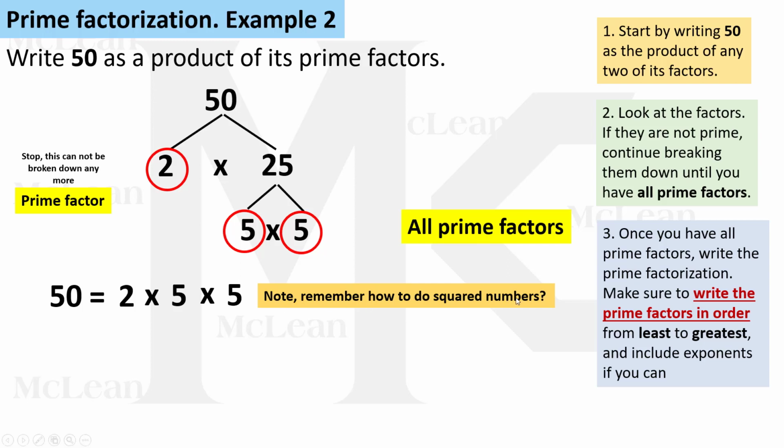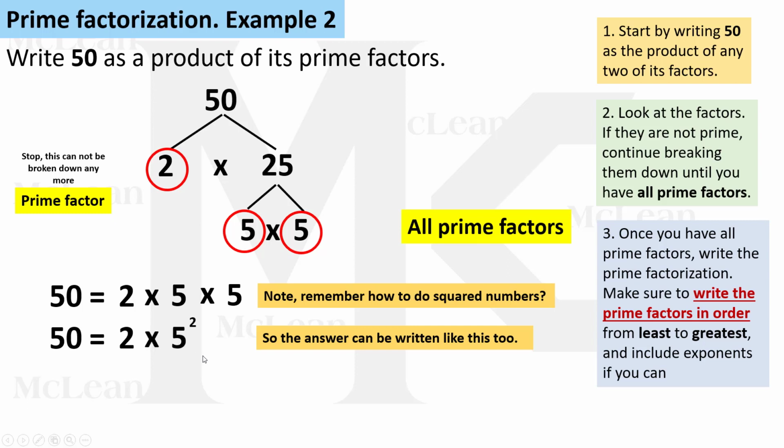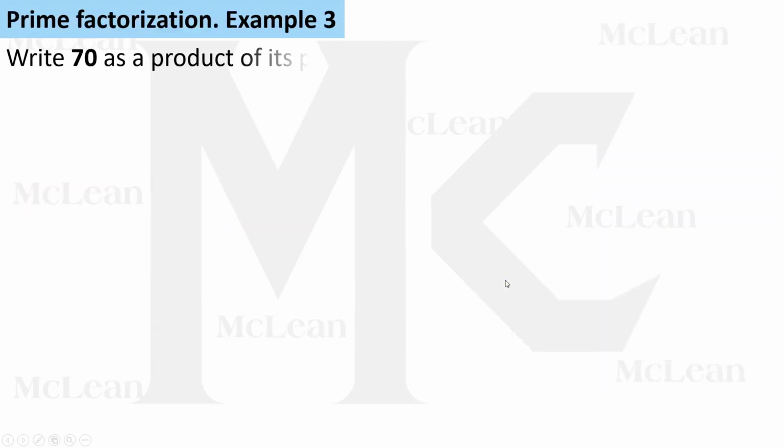Now remember how you do square numbers? Watch, take a look at this one. Let's give you a little tip. I can write 50 as 2 times 5 squared, because 5 times 5 is 25, and 25 times 2 is 50. This is where square numbers come in very handy. So when you go to a higher grade, even Form 1, you'll learn more about these.